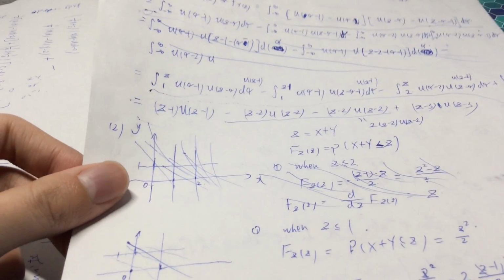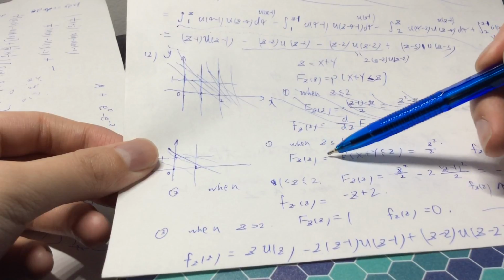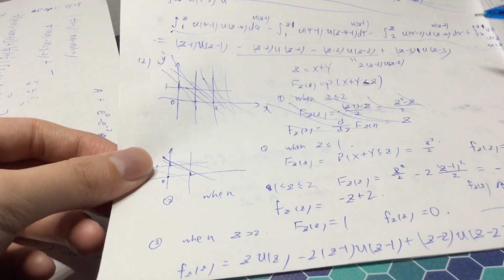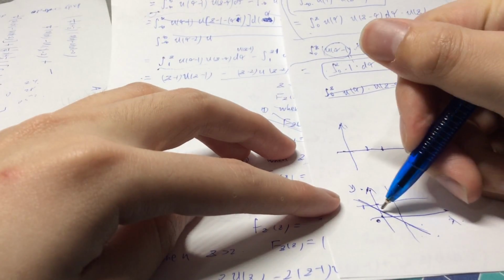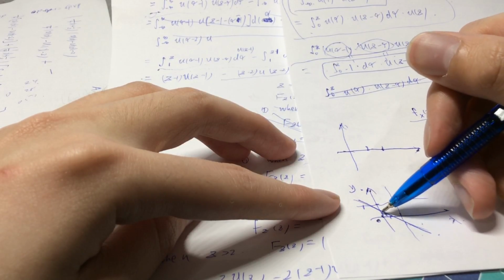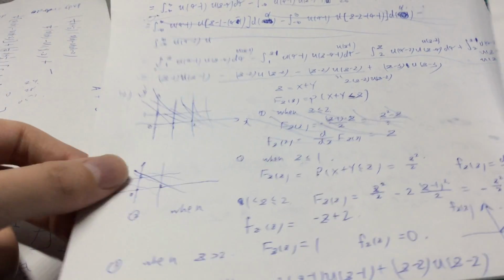Firstly, z less than 1. So the graph is like this. The area in shadow is what we need to calculate.